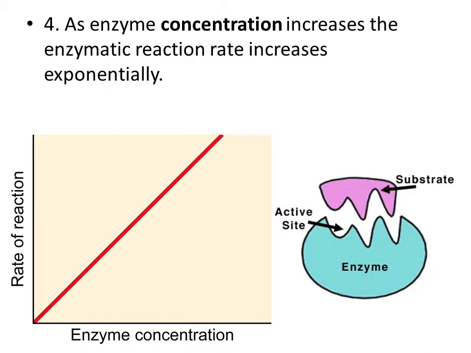The fourth one is concentration of the enzyme. As enzyme concentration increases, the enzymatic reaction rate will increase exponentially. Exponentially means it's going to keep doubling and keep doubling. As you keep increasing the enzyme, you're going to keep increasing the amount of product that you can create.